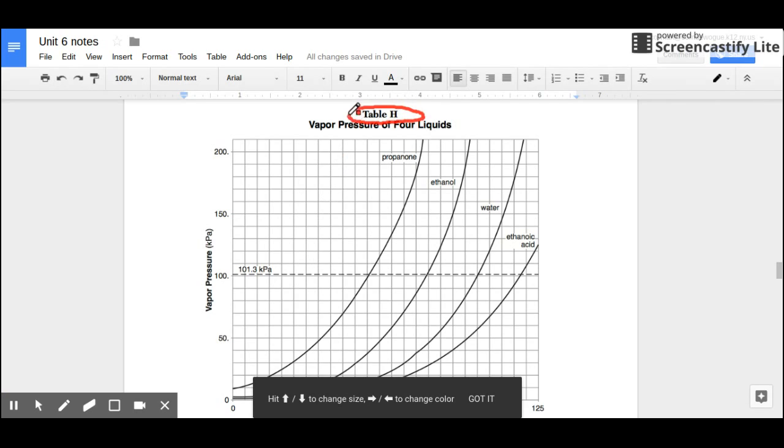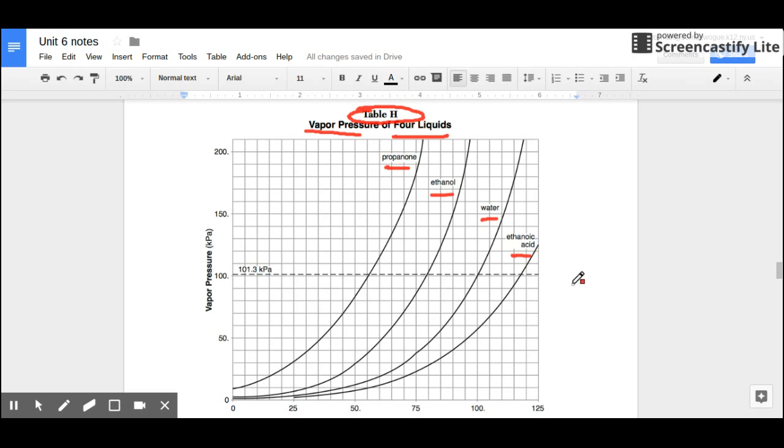Table H gives us the vapor pressure of 4 different liquids: propanone, ethanol, water, and ethanoic acid. They give us the vapor pressure for each of these liquids at a specific temperature. Down here, I cut it off a little bit, I don't know if you can see it on the recording, but down here is temperature in degrees Celsius. They'll ask you which one of the following has the highest vapor pressure at a specific temperature, or the lowest vapor pressure at a specific temperature.